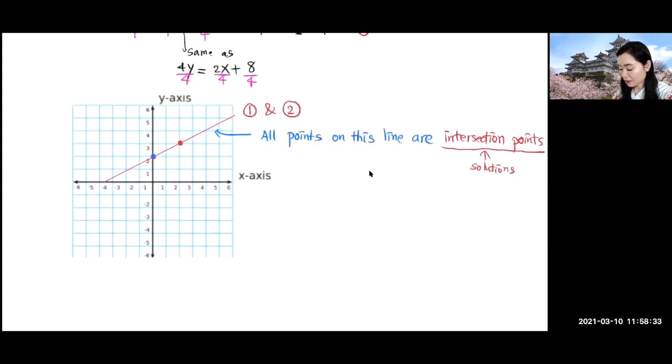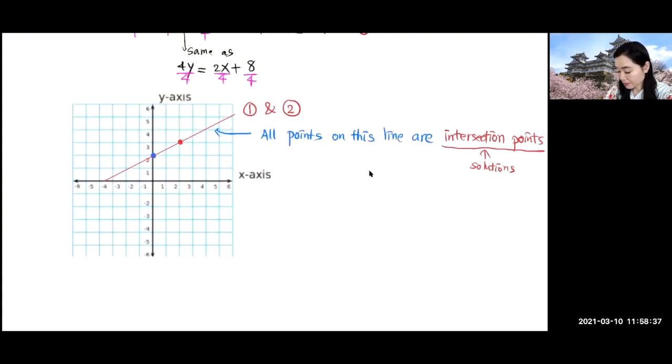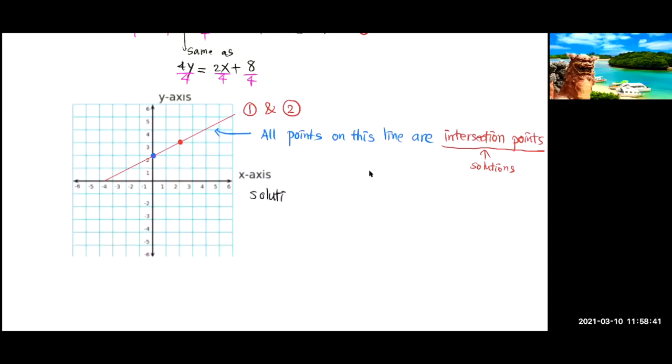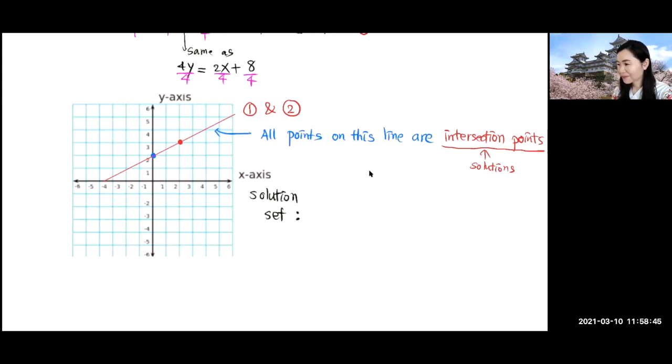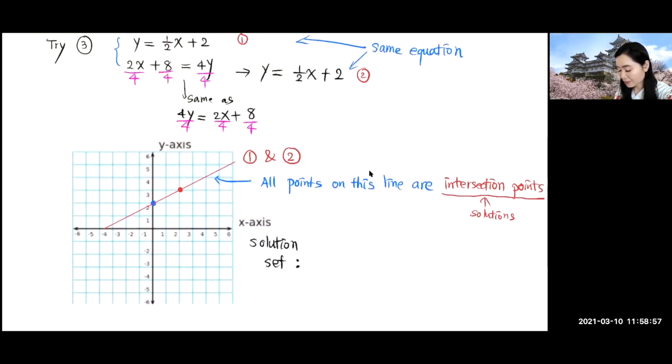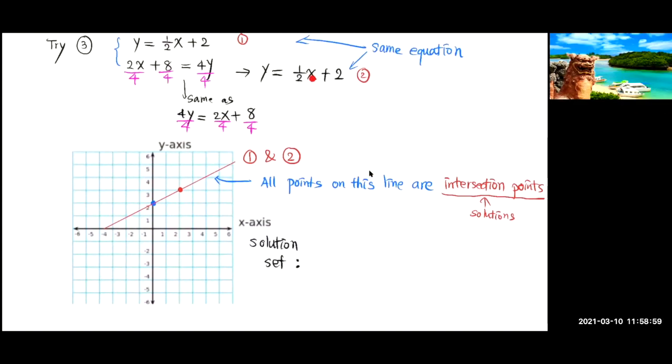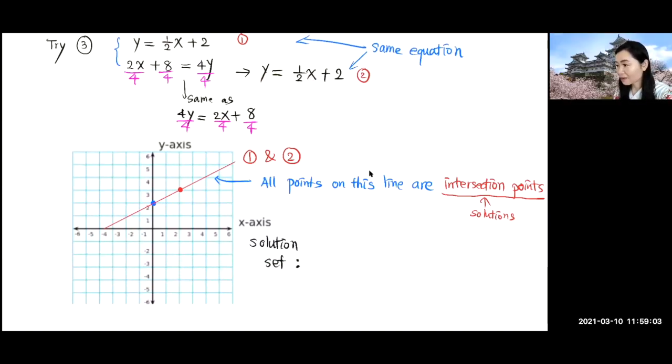Okay. So how should I write the solution set? All real numbers? Infinity to infinity? That's the tricky part, right? So it's not all real numbers. For example, if I pick this point, 0, 0, do you think 0, 0 is going to satisfy this equation? No. If I put 0 here and 0 here, no, right? It's not going to satisfy. So it's not all real numbers.